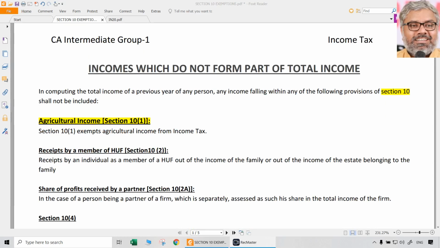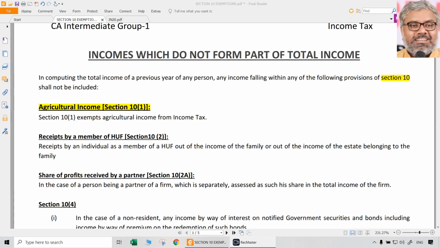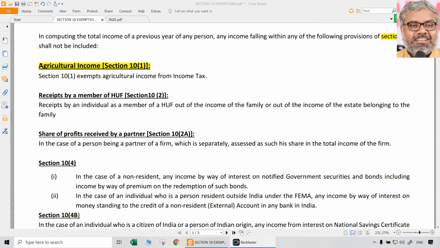Most of them are generic in nature. There is nothing much special to learn by heart, but in general we can remember the essence of these exemptions and the logic behind them. If possible, remember the section numbers, otherwise you can just refer to section 10 in general. Starting with 10.1, which is agricultural income, already known to us that it is exempt from tax according to section 10.1.